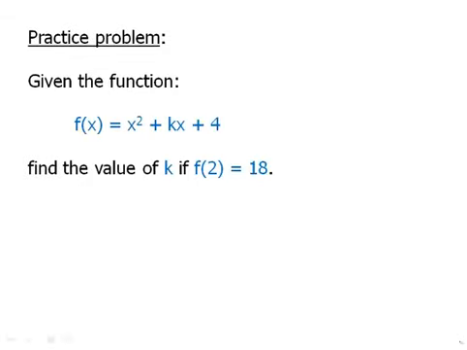Given the function f of x equals x squared plus kx plus 4, so there's a variable, an unknown value k, that appears in the function, and then the question is going to say find the value of k if f of 2 equals 18. This is very typical of a function notation question on the test. So pause the video and then we'll talk about this.